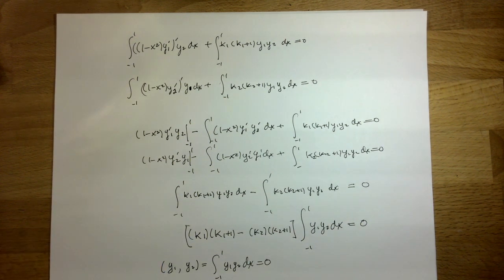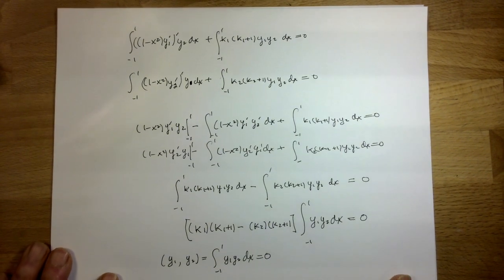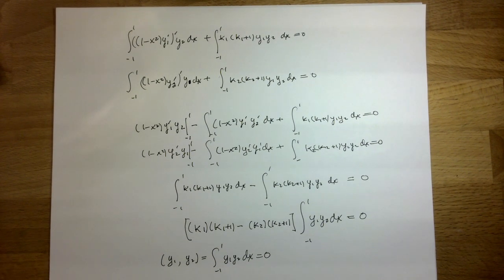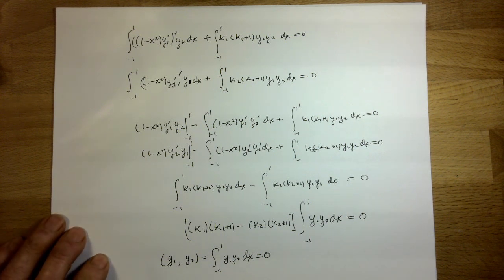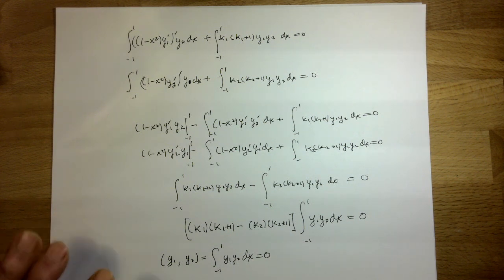Therefore we've shown that if y1 and y2 are solutions of the Legendre equation with two different k values, they are in fact orthogonal, or in other words, their inner product is 0.